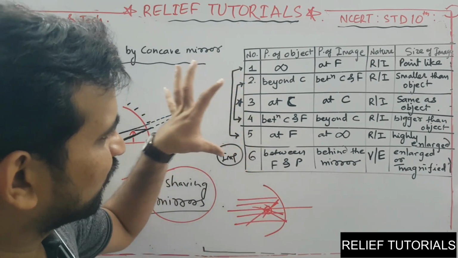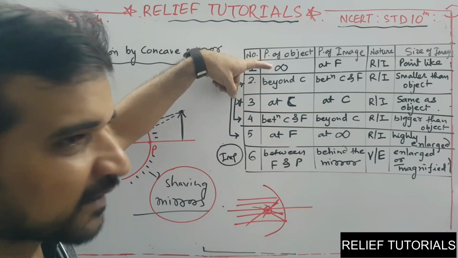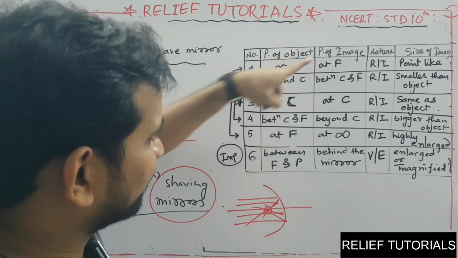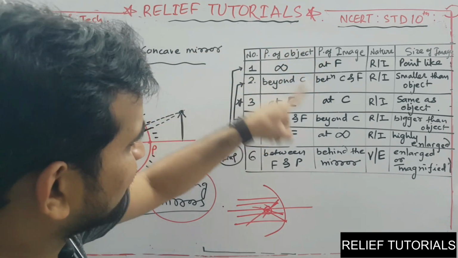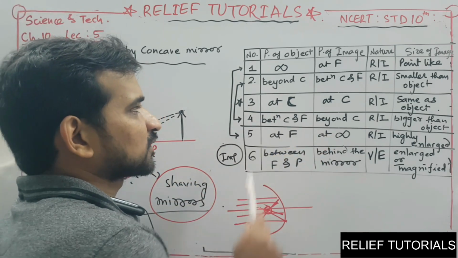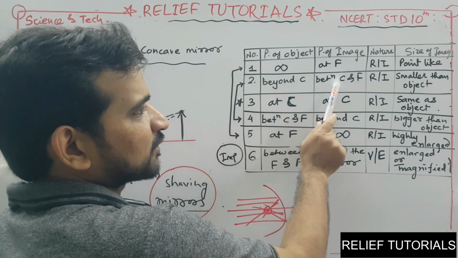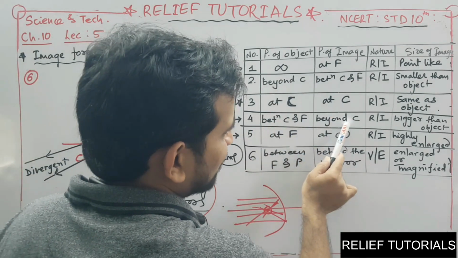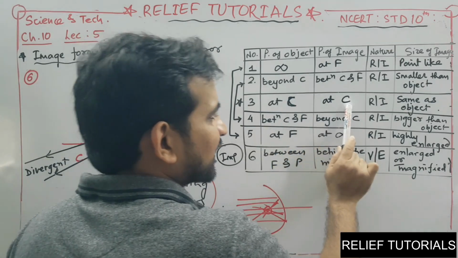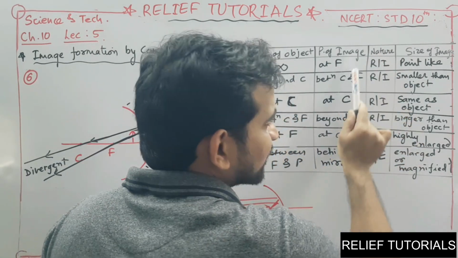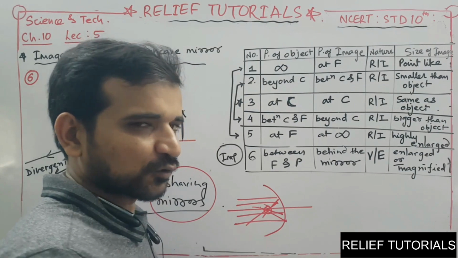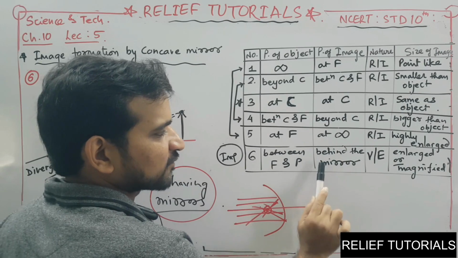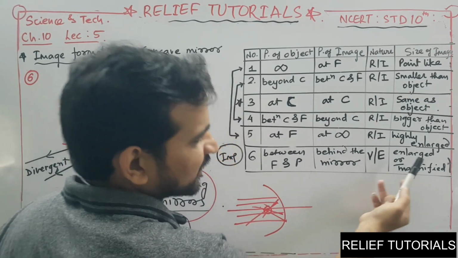If you study this table very well, look at these positions, it's very easy to remember. If you place the object at infinite distance, image will be at F. If you place the object at F, image will be at the infinite distance. If you place the object beyond C, image is between C and F. If you place the object between C and F, the image will be beyond C. Object at C, image at C. All these are real and inverted cases. The only one case is totally different from the others. If you place the object between F and P, the image will be behind the mirror, virtual and erect, enlarged or magnified.